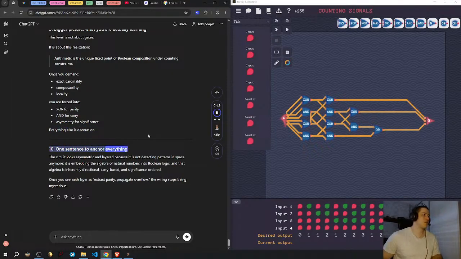10. One sentence to anchor everything. The circuit looks asymmetric and layered because it is not detecting patterns in space anymore. It is embedding the algebra of natural numbers into Boolean logic, and that algebra is inherently directional, carry-based, and significance ordered. Once you see each layer as parity, propagate, overflow, the wiring stops being mysterious.